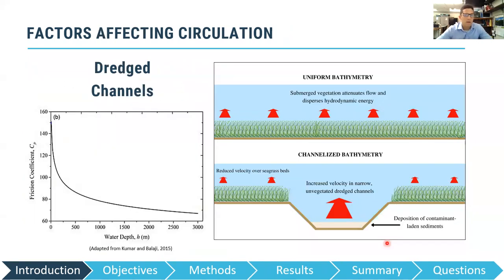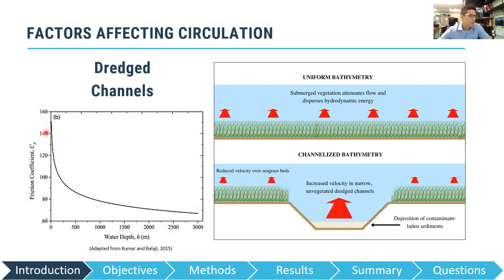Okay, the last factor I want to talk about: dredge channels. This diagram kind of shows the typical geometry of a dredge channel that you might find in Tampa Bay. It's sort of V-shaped in cross-section, flat on the bottom. What I want you to take away from this is that these dredge channels are deeper than the surrounding areas, and they lack those seagrasses, right?